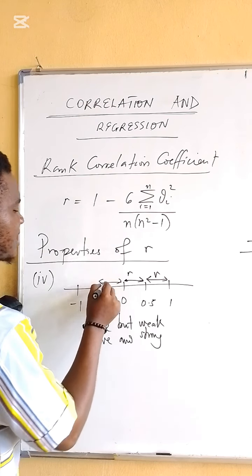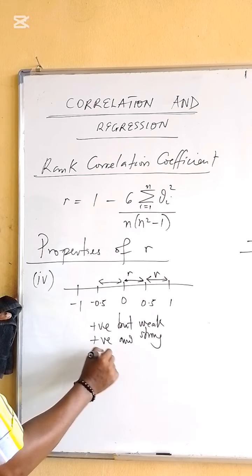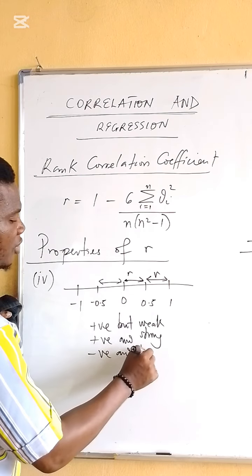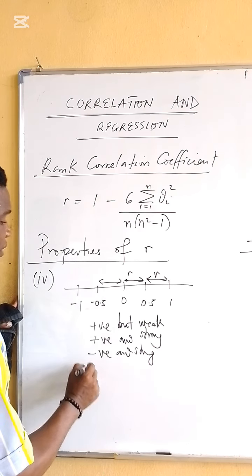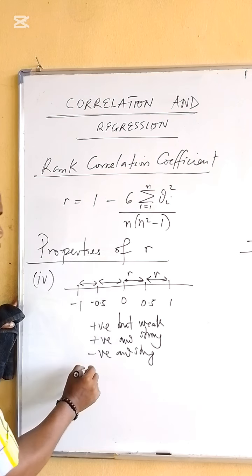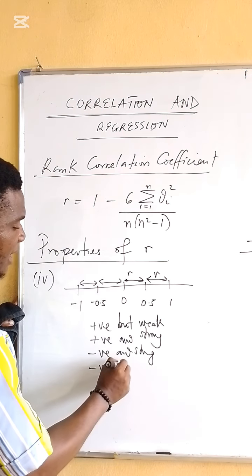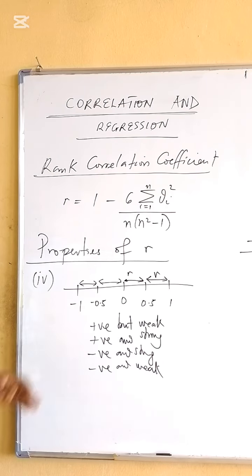If R finds itself between 0 and -0.5, we say it is negative and strong. But if R lies between -0.5 and -1, we say it is negative and weak. So please take note of these properties of the correlation coefficient because it will help you make inference when you solve any problem.